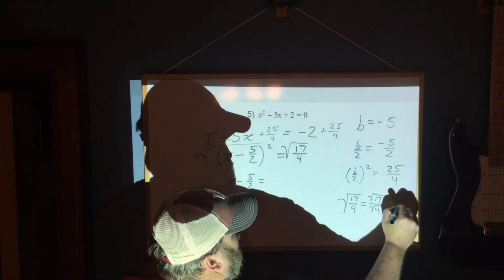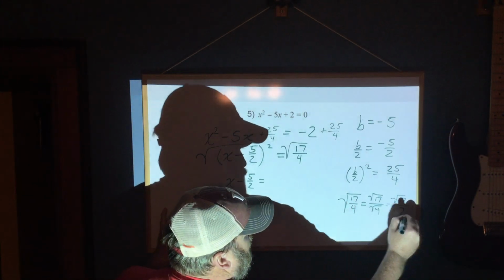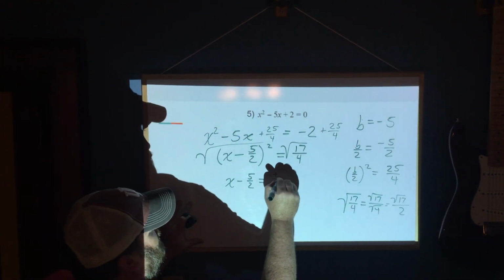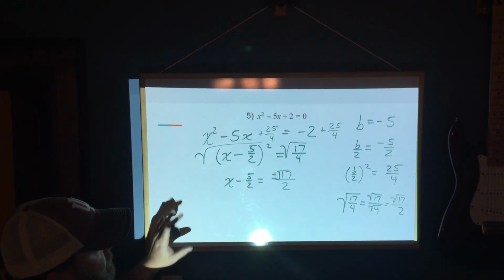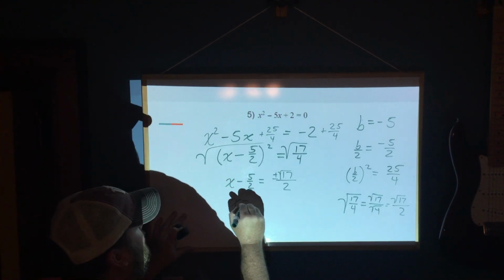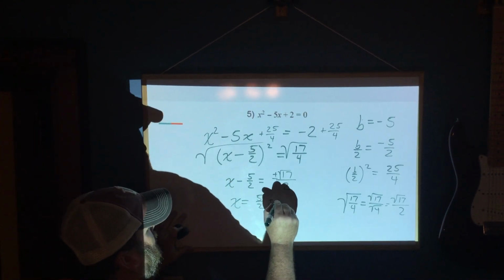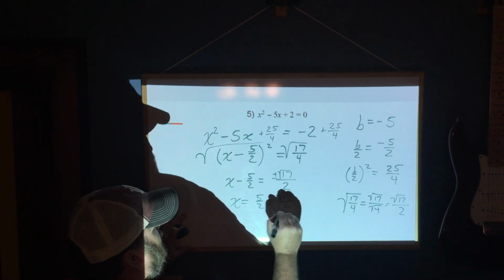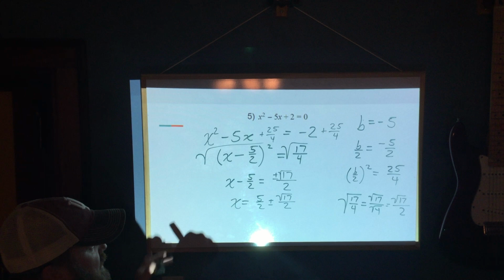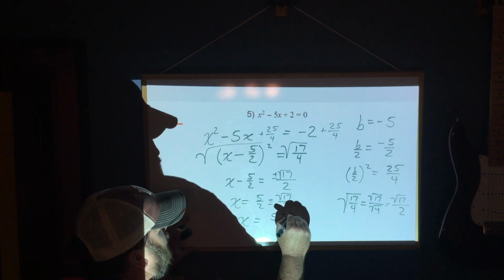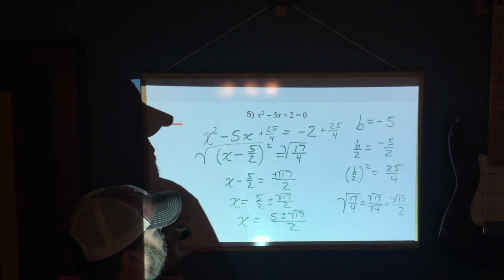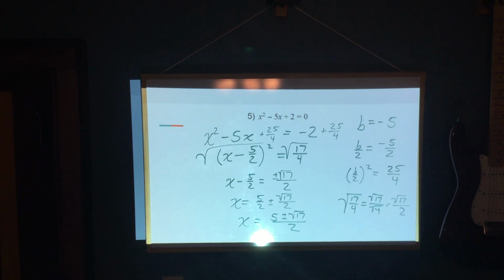17 doesn't simplify, but the square root of 4 is 2. So this ends up being plus or minus the square root of 17 over 2. Transpose 5 halves over. So now we have 5 halves plus or minus the square root of 17 halves. And those are the same denominator, so I'm going to write those as one combined fraction. So I get 5 plus or minus the square root of 17 all over 2.